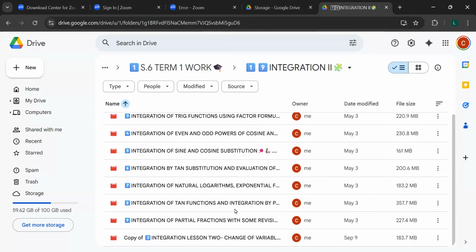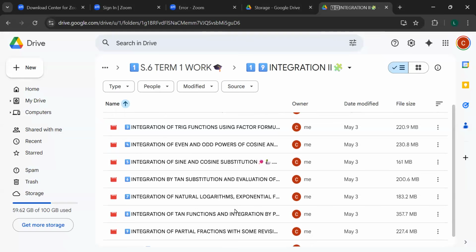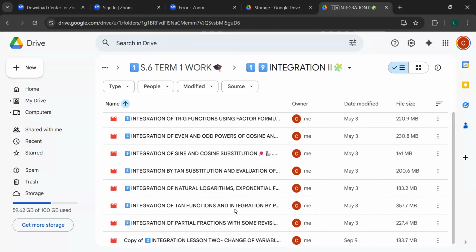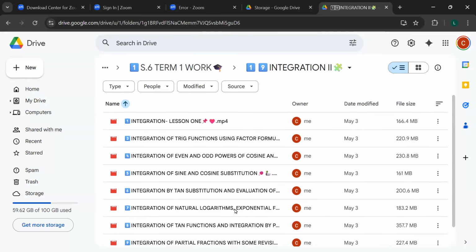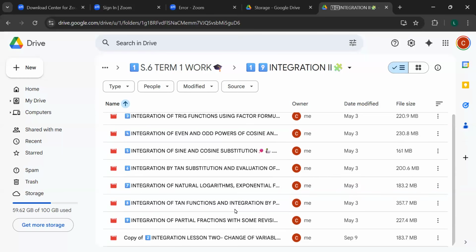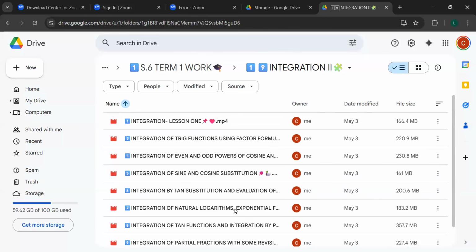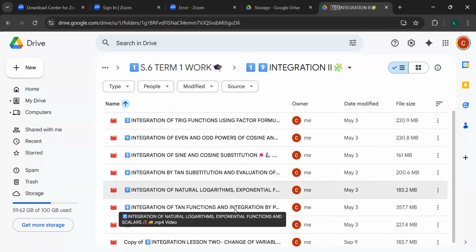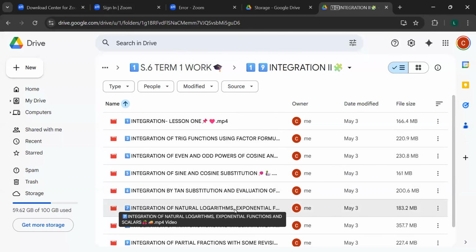These are the lessons I've been telling you, the 9 lessons of integration. They are those ones under senior 6 term 1 work. I'm not repeating. In case you're not seeing what I'm saying, you raise up your hand. Those are the 9 lessons I meant. So after diff 2, you're supposed to come and watch integration 2 on your own. You're not supposed to involve me. I did my part and we recorded it.